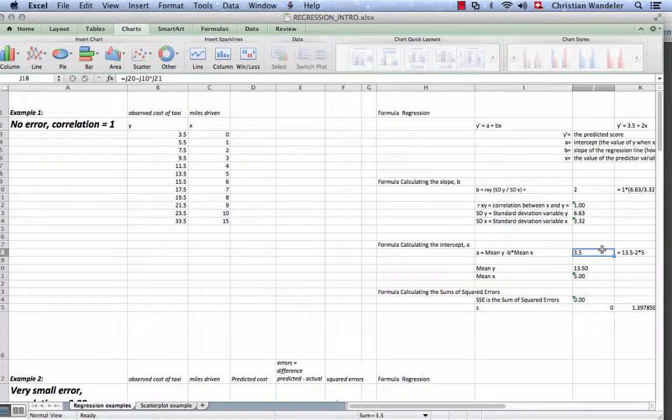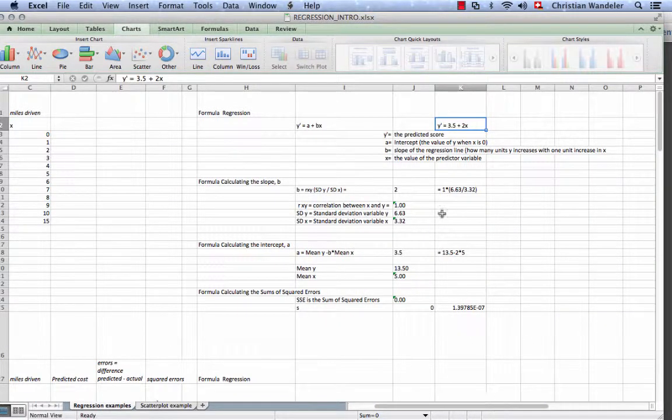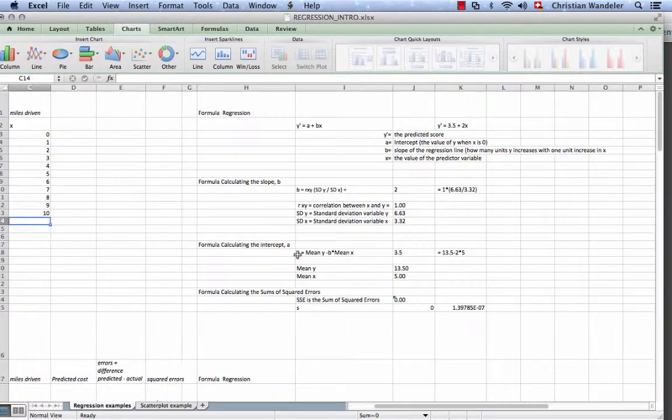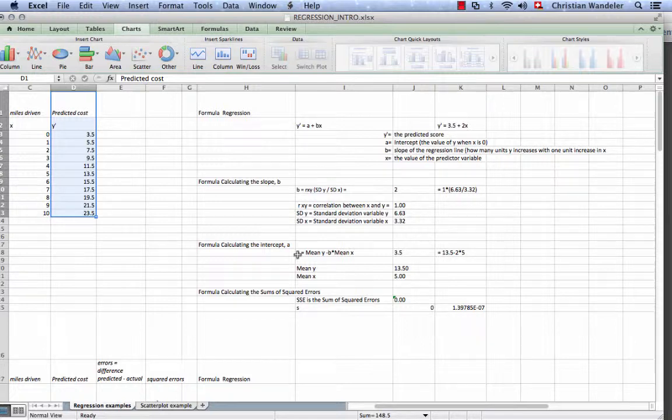So now you have a, your intercept, and b, your slope. So we can plug that into the formula, and if we wanted to predict values, we would use y hat equals 3.5, the intercept, plus 2 times x, 2 being the slope. This is what you can do, and then if we predict the cost, we plug in this formula, we can predict the cost.